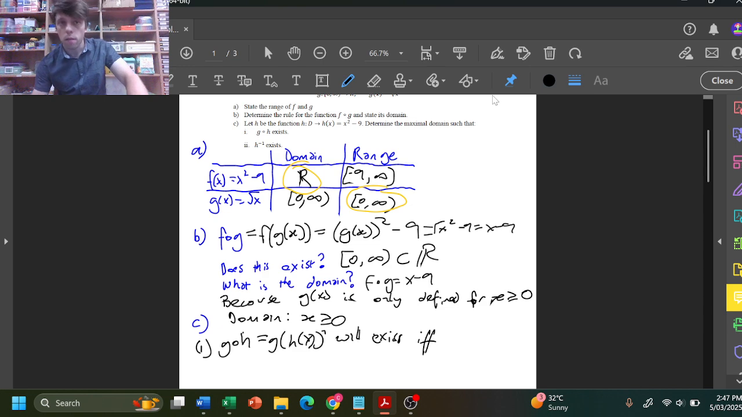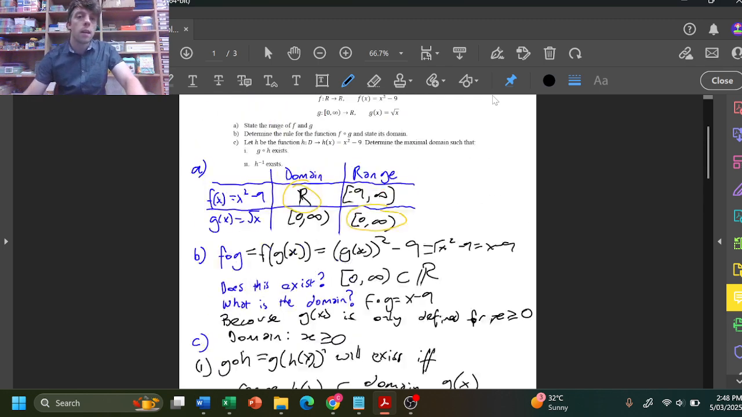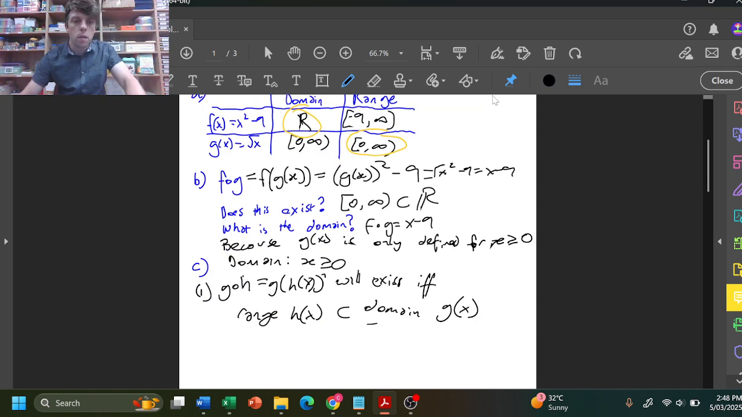if and only if the range of the thing on the inside is part of the domain of the thing on the outside. So the range of h needs to be a subset of the domain of g. So let's consider what each of these things are. Now, g is not being affected, so g is just this here. What is the domain of g? Well, the domain of g is from 0 to infinity.